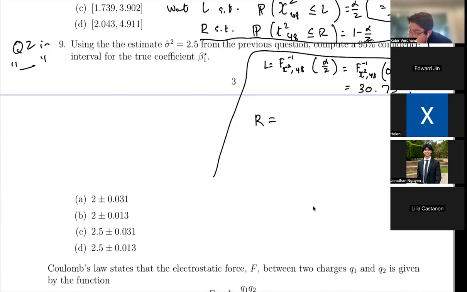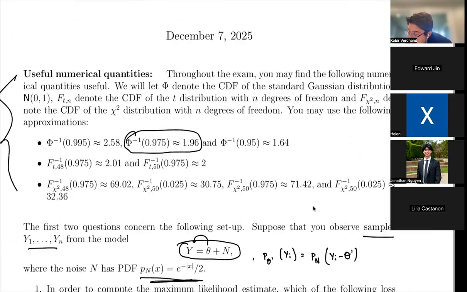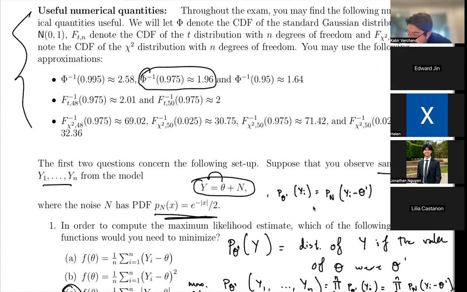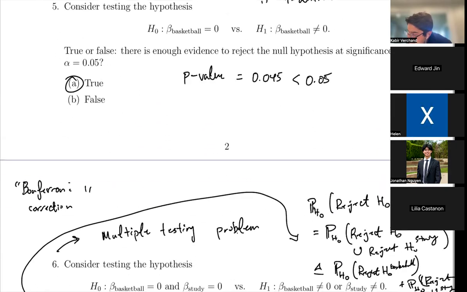We can do the same thing for R, which is F inverse chi-squared 48 of 1 minus alpha over 2, which is equal to F inverse chi-squared 48 of 0.975. And again, we can go here. This time it's actually there, 69.02.